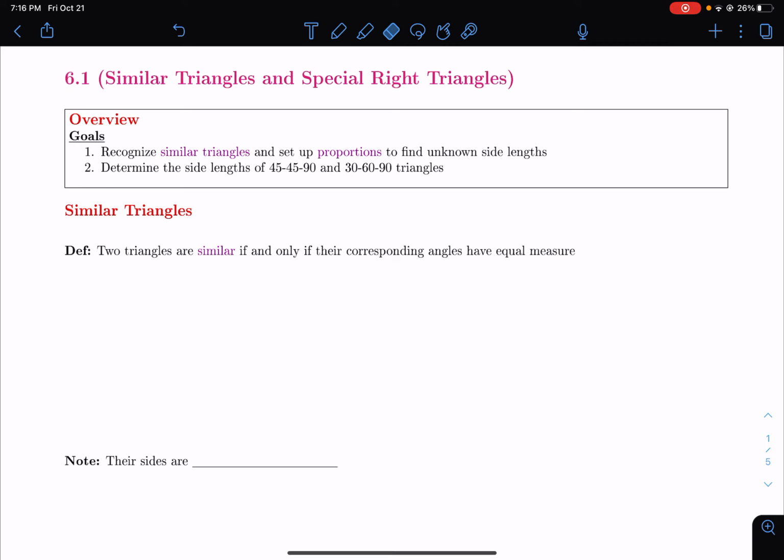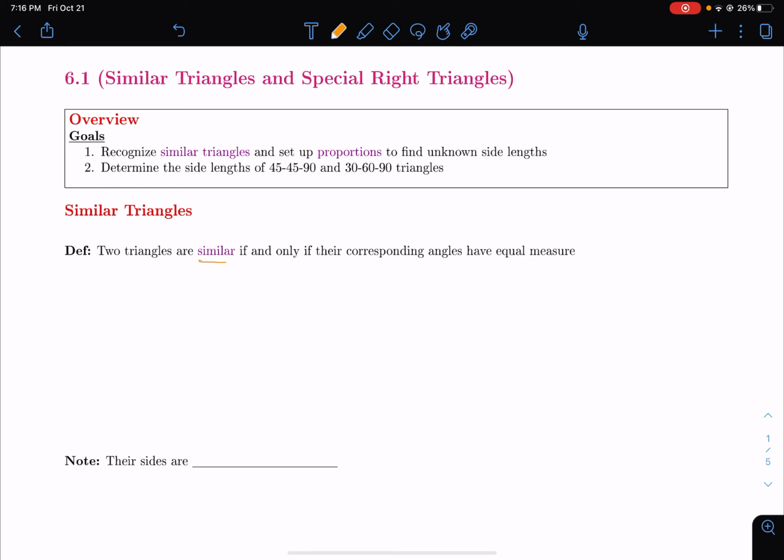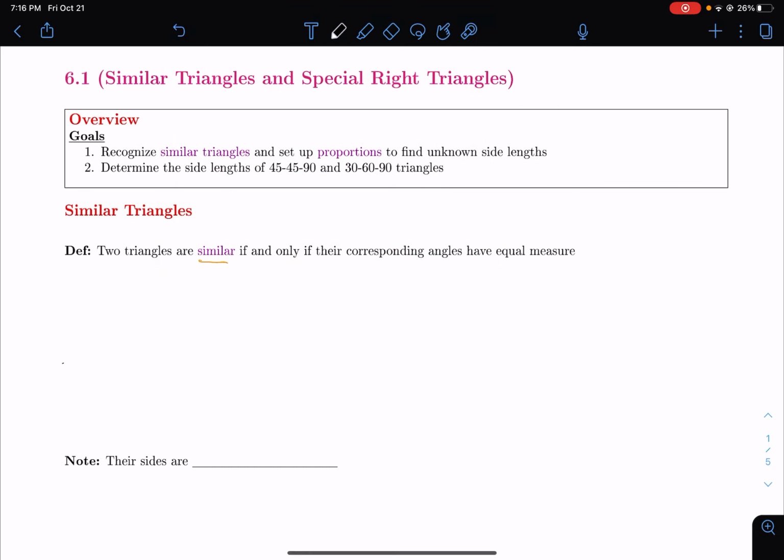Okay, all right, so what are similar triangles? Well, two triangles are similar if and only if their corresponding angles have equal measure. So what do we mean by that? Let's suppose we have one triangle that looks like this. And then there's going to be another triangle whose angles all match the angles in this first triangle.